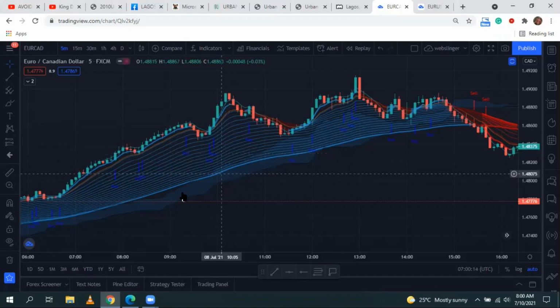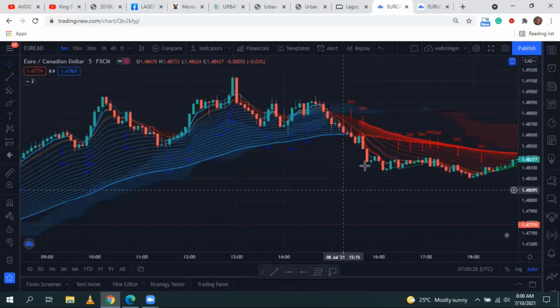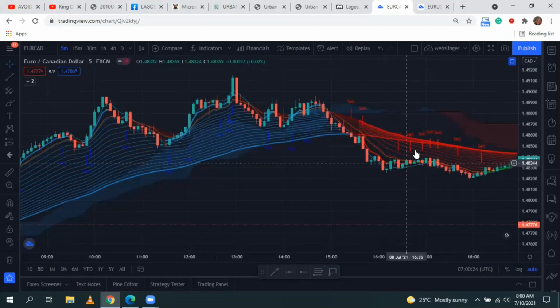So you just have to know that you need the blue cloud, the blue web, and your buy signal to take the buy. And on the downtrend, you need the red cloud, the red web, the market getting into the web, and then the red sell arrow to take the sell. It's as simple as that.